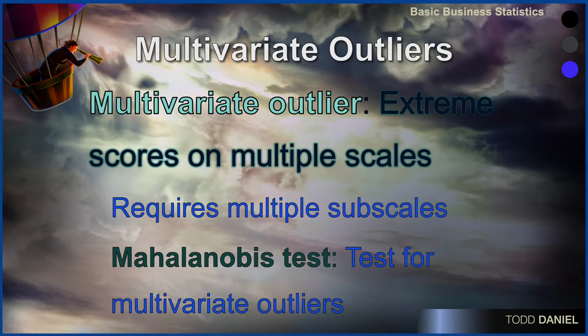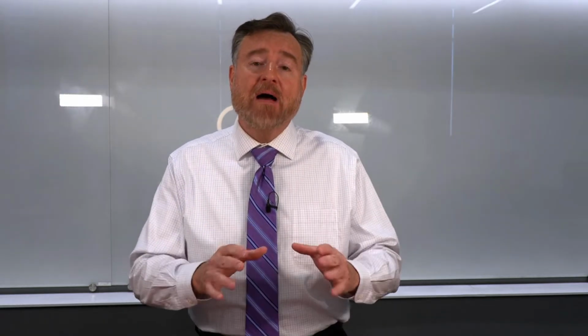Multivariate outliers are extreme scores on multiple scales. Therefore, to have a multivariate outlier in your data set would require multiple subscales. We can test for multivariate outliers using something called a Mahalanobis test. I'm not going to show you how to do a Mahalanobis test in this video, but I do have others that explain the procedure. Let's take a look at what a multivariate outlier would look like in our data set.